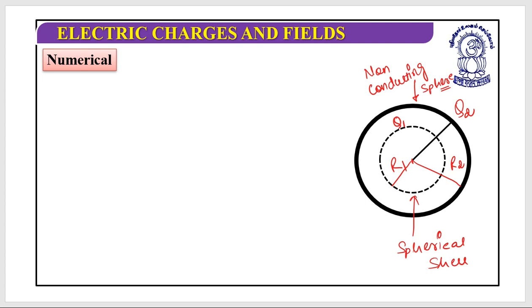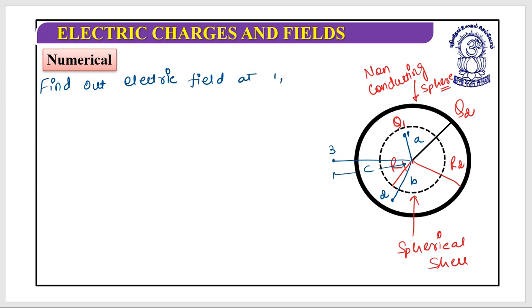Okay, let's begin. You need to find out the electric field at this location. This is location 1 and its distance is A. You need to find out the electric field at this location. This is location number 2 and its distance will be B. You need to find out the electric field at this location. This is location 3 and its distance would be C. So what they have given is that we find the electric field at 1, 2 and 3.